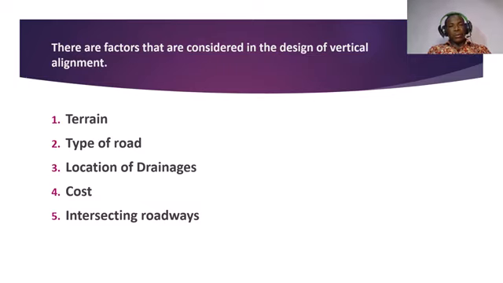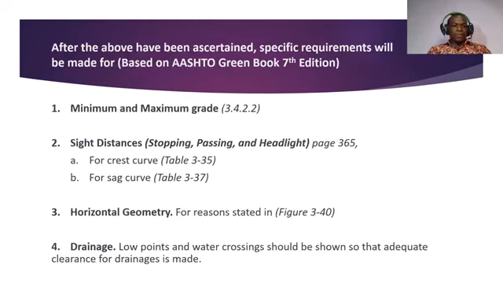Then the type of road. Depending on the type of road, there are design speeds that are required for such routes, so you must work your profile in that way. Then location of drainages. There are low points on your profile, and also there's a stream crossing the road. You have to provide those spots by allowing enough height for the box culverts to be situated there. Then we have cost, and we have intersecting roadways. You want to marry those roadways.